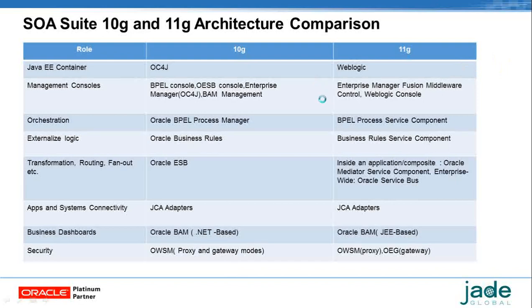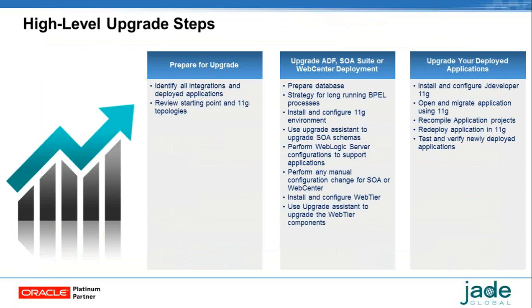So in the next slide, we are going to see what are the high-level upgrade steps that are required. If you see, we can divide broadly into 3 different categories. One is we need to prepare for the upgrade, and we need to upgrade our ADF, SOA Suite, or the WebCenter deployment, and we need to upgrade our deployed applications. So these are the 3 major steps that we need to do.